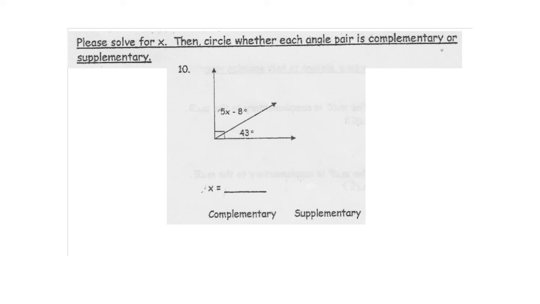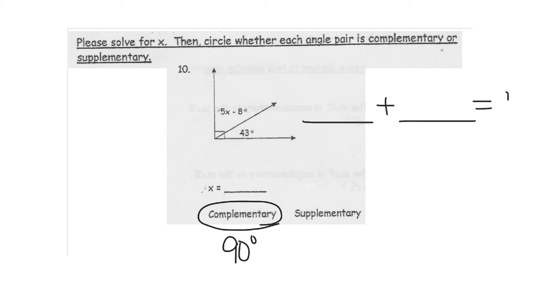If we look at number 10, it creates a corner. So since it creates a corner, it is complementary. And complementary angles have a sum of 90 degrees. What this tells me is that I can take my 2 angles and add them together to equal 90. The first angle that's given is 5x minus 8. My second angle given is 43.